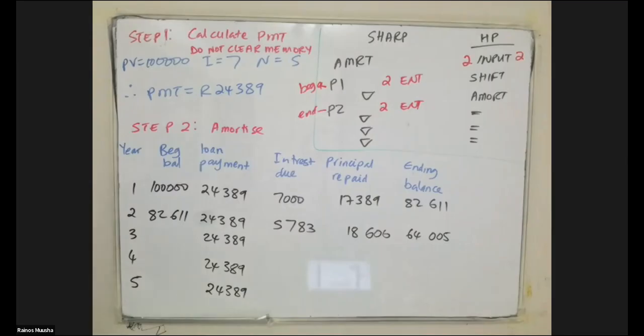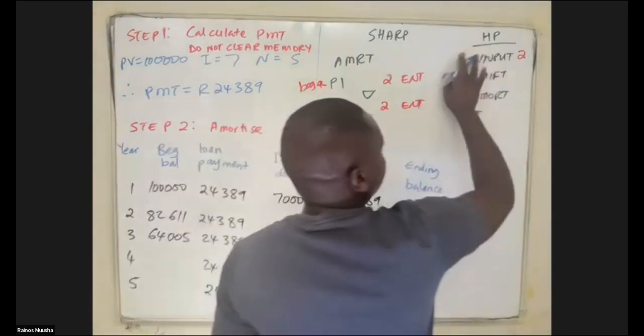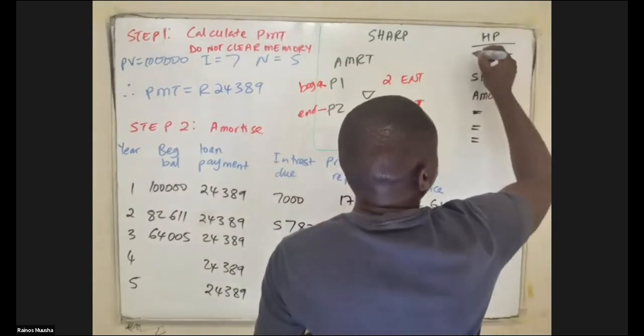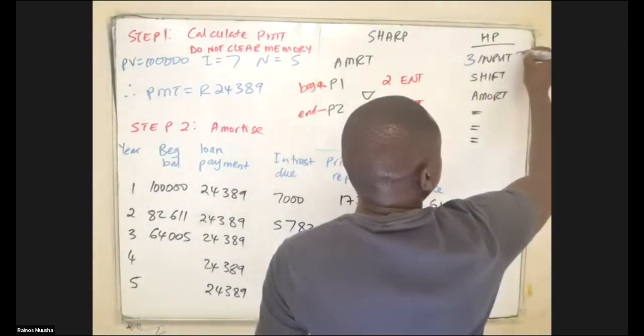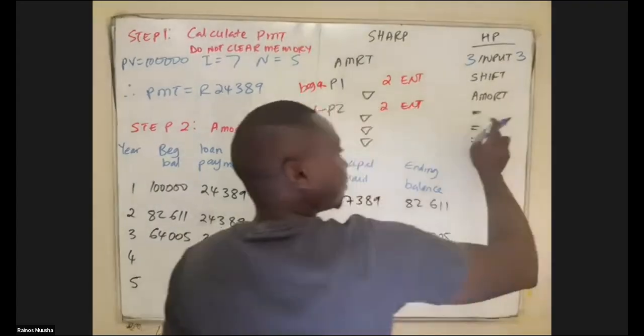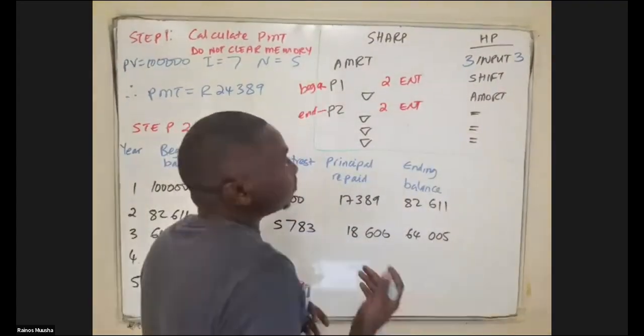Are we getting the same amounts? Anyone lost? Any questions? So we're going to do the same for year 3 as well. So your opening balance is 64,005. So what are you going to do for year 3? For year 3, with the HP calculator, you're simply just going to say 3, you press the input button, 3, shift amount, and when you keep pressing the equal sign, it will give you the breakdown.